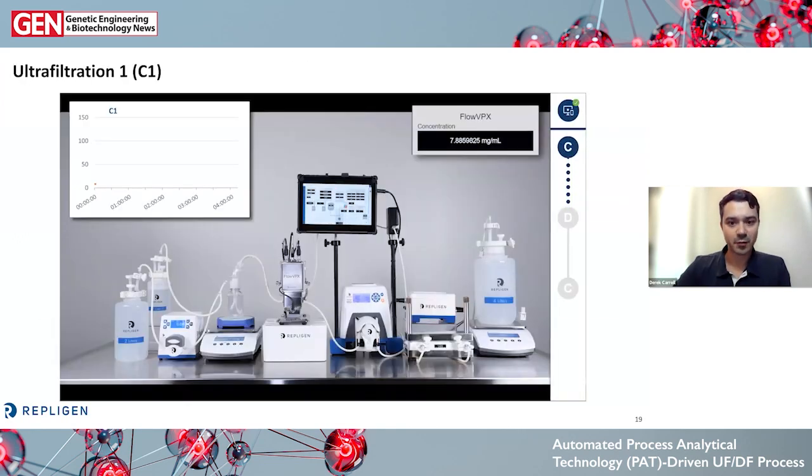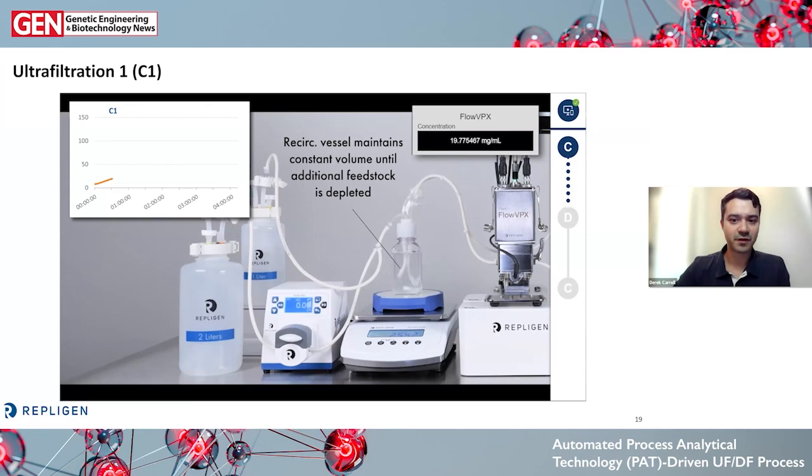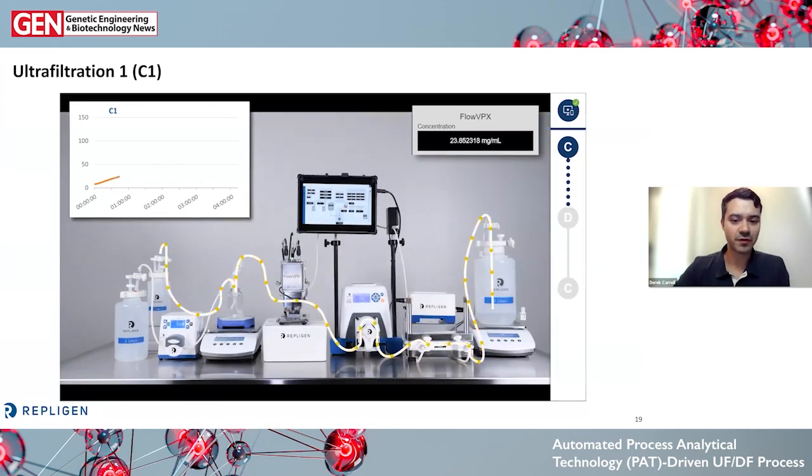So in this setup, we can see when we start the run, there is an additional feedstock that is pulled in by vacuum. The recirculation vessel will maintain a constant volume as that is pulled into the process. And you can see in the graph in the top left, your concentration is starting to increase. As the feed vessel drains, you can see an inflection point where the concentration speeds up, and then it continues all the way up until it reaches that set point.